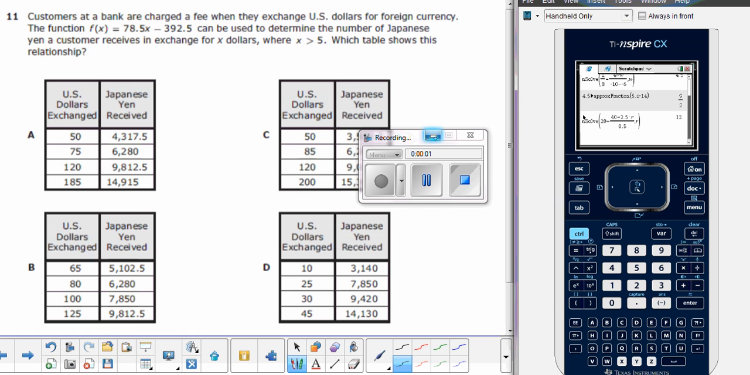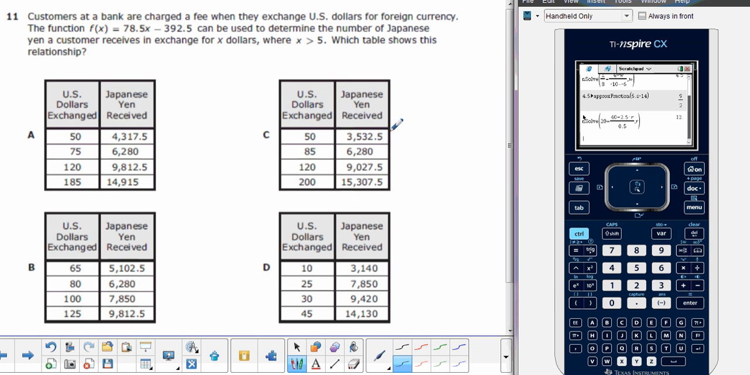Now we're gonna do number 11 through 15. Okay, so in this case, let's read 11. Customers at the bank are charged a fee when they exchange US dollars for foreign currency. The function f of x equals 78.5x minus 392.5 can be used to determine the number of Japanese yen a customer receives in exchange for x dollars, where x is greater than 5. Which table shows this relationship?